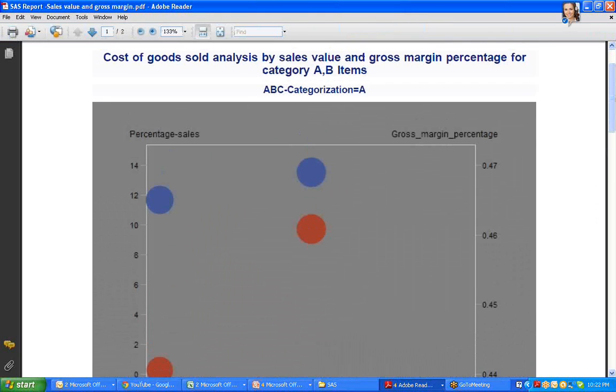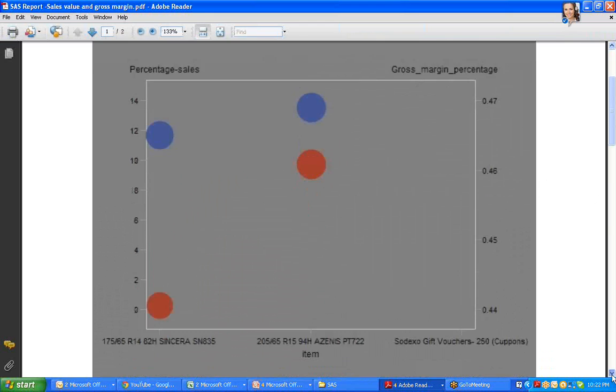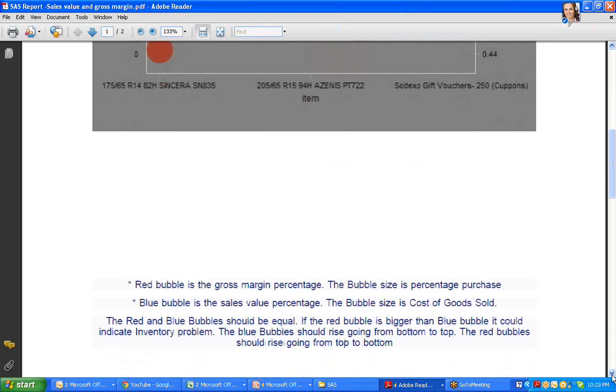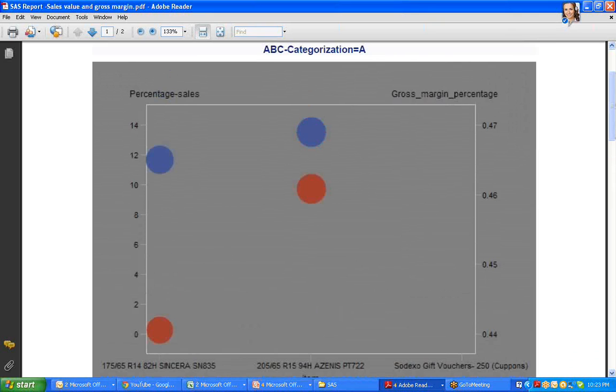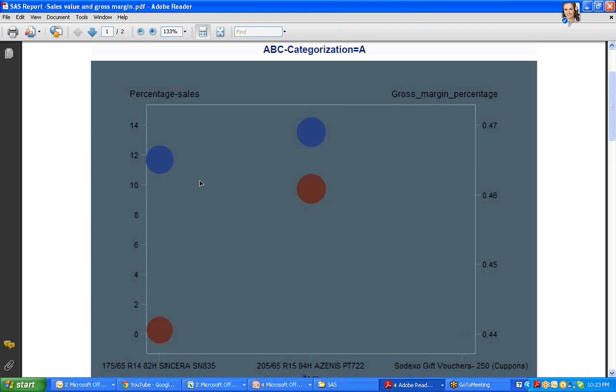So this is the second set. You have percentage sales with gross margin percentage, and the bubble size is indicated. The red bubble size, the diameter, is indicating the percentage purchase, and the blue bubble size is indicating the cost of goods sold. So as again we had said, as you go from top to bottom, the size of the blue bubble should go up. That means this bubble should be greater than this bubble, or as in the case of the red bubbles, this bubble size should be greater than this bubble size.